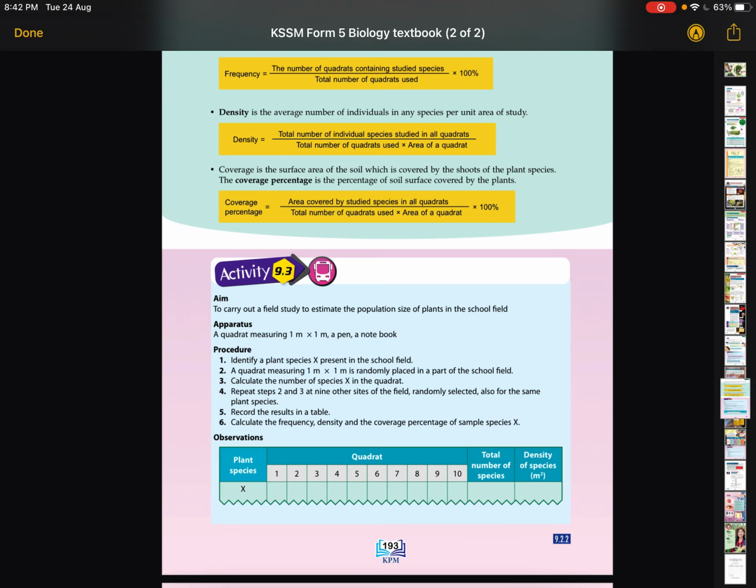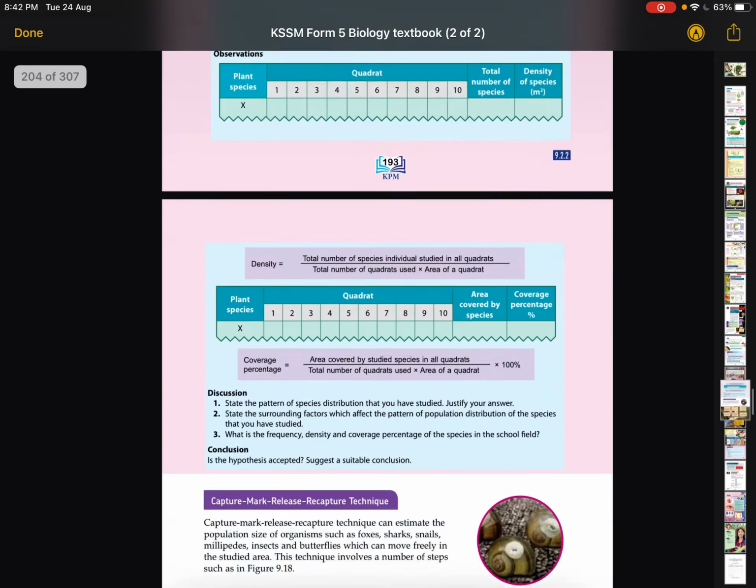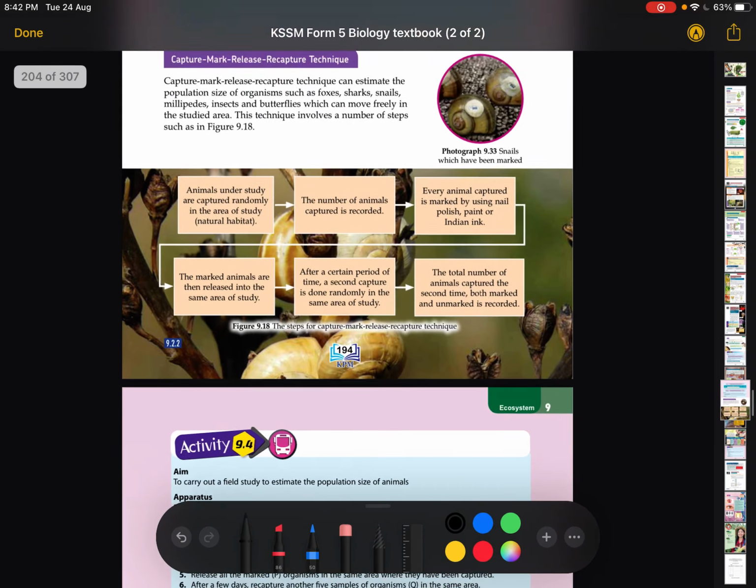And then coverage percentage is how much of the soil is covered by the organism, usually a plant species. So to find that, you need to find the area covered by the species, divided by the total area. To find the total area, you need the number of quadrats times the area of each quadrat. And then because you want the percentage, you times it by 100%.